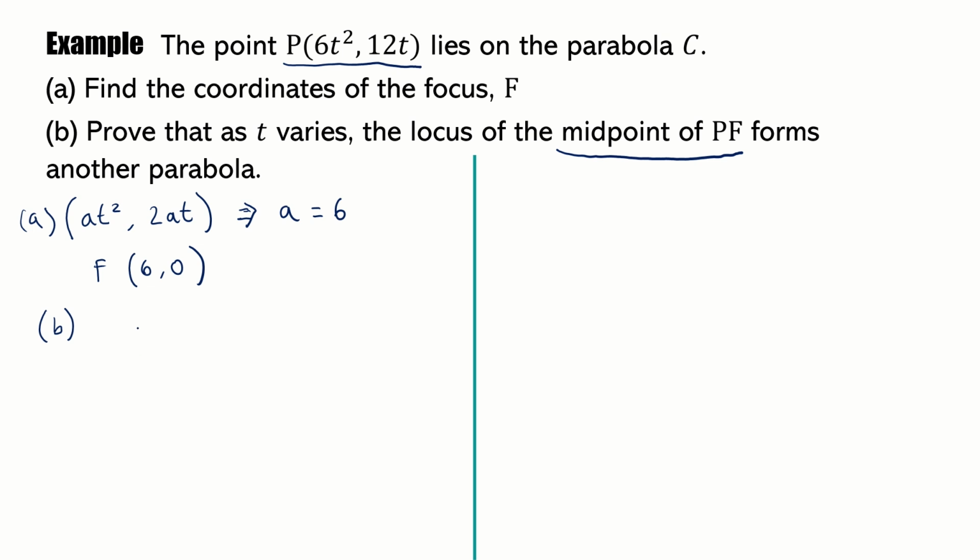So, therefore, the midpoint will be the average of the 2 x coordinates, so 6t squared plus 6 divided by 2, and the y coordinate average, which would be 12t plus 0 divided by 2. And therefore that means our coordinates simplify to being 3t squared plus 3 and also just 6t. And so there we go, that is the first stage of the process done.